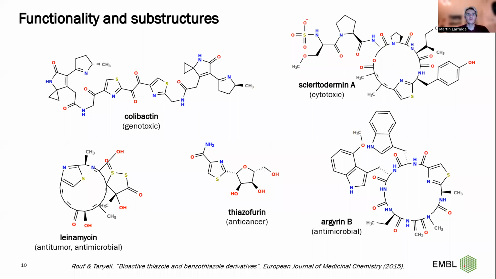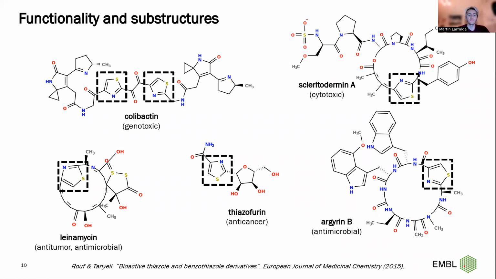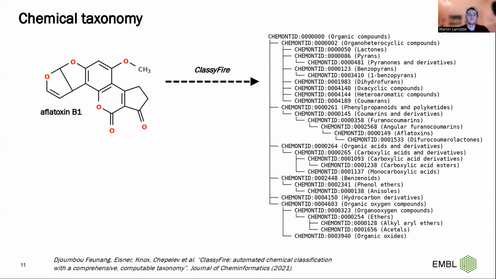Now, if you look at the compounds being produced by biosynthetic gene clusters, they tend to vary in functionality, in bioactivity, and in structure. However, you may be able to see some common patterns in some of them, like for instance, the presence of these thiazole cycles. And actually, you can classify these compounds even more using some chemical taxonomies, such as the one provided by ClassyFire, where given a molecule, you obtain an entire taxonomical classification of this molecule.